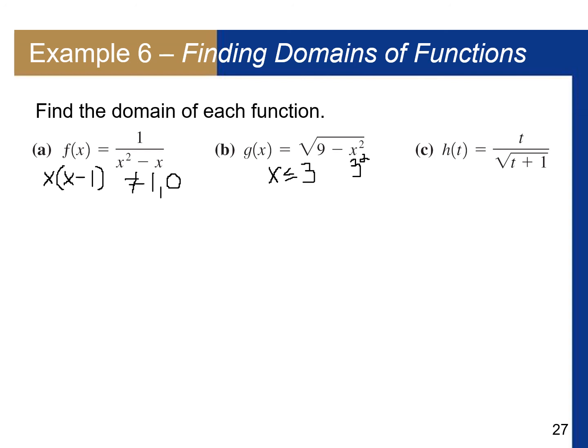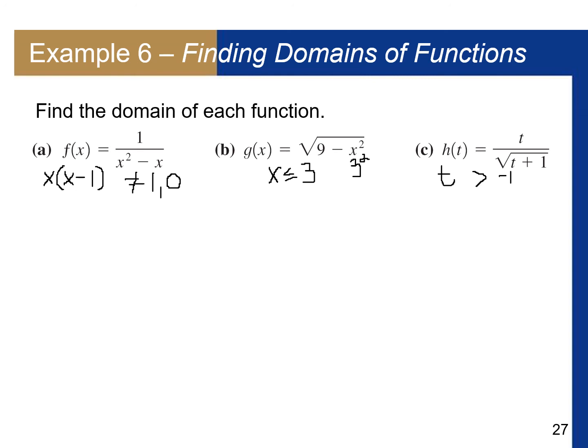Now, when I go over here and I look at the bottom, I have to remember that I cannot have 0 on the bottom. So where this would be 0 is at -1. So I know I can't have -1, and I can't have anything smaller than -1 because that would give me a negative value. So it has to be greater than, not greater than or equal to, because I can't have 0 on the bottom, but t has to be greater than -1.